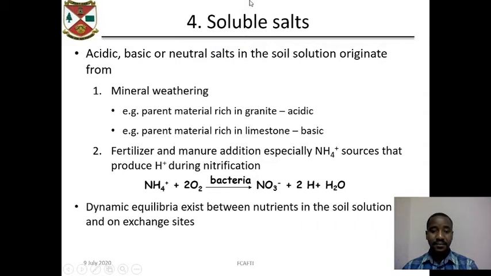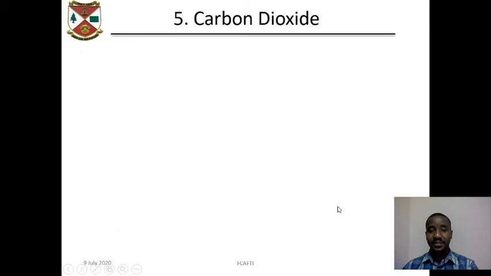Okay, now dynamic equilibria exist between nutrients in the soil solution and on the exchange side. We talked a lot in class about this equilibrium, okay, between the soil colloids and the soil solution. The last one is carbon dioxide.